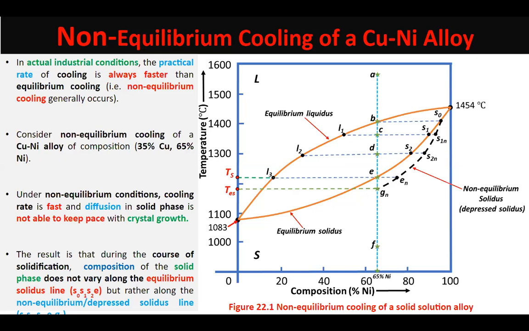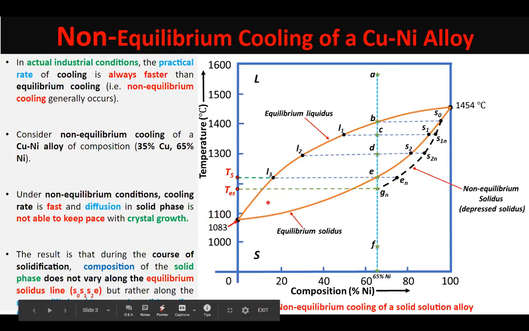But in industry, productivity is a big concern. So in industrial conditions, the rates of cooling that are followed are very rapid as compared to the requirements of equilibrium cooling. So generally, we would be following non-equilibrium cooling conditions for a metal or an alloy system. So let us now see, if rather than doing equilibrium cooling, we start doing non-equilibrium cooling for an alloy, what would happen?